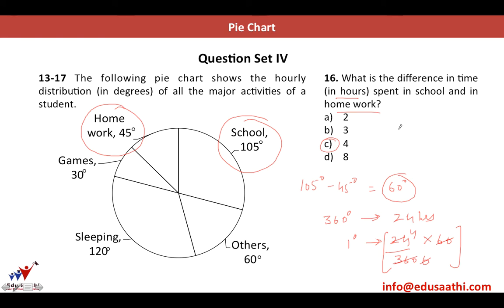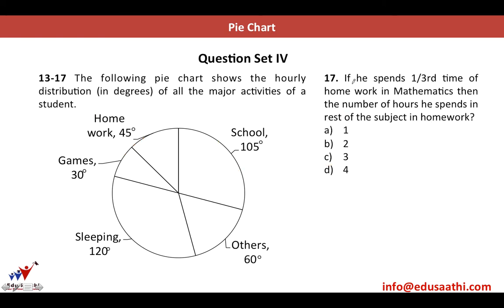Let's look at the last question on this set and this video presentation. If he spends 1/3 time of homework in mathematics, so homework is 45 degrees, 45 degrees by 3, the 1/3 time, it means 15 degrees is spent on mathematics. Then the number of hours he spends in rest of the subject in homework is, so if 15 degrees is spent on mathematics out of a total of 45 degrees, it means he spends the remaining 30 degrees, which is 45 degrees minus 15, on the other subjects.